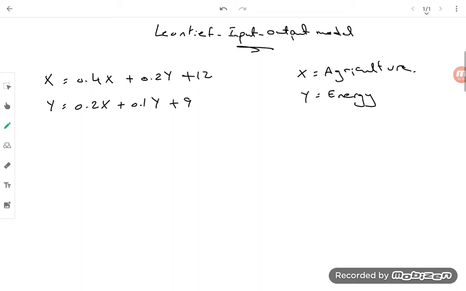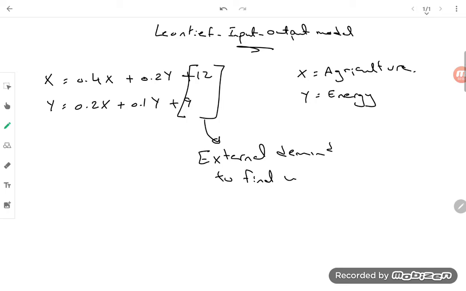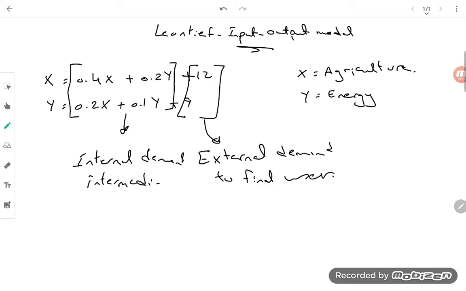We can divide each equation into internal demand and external demand. Internal demand means intermediate goods that will be used in production of another commodity, while external demand is related to the final consumer. So this part is the external demand, to final consumer. And this part is the internal demand or intermediate goods that will be used in the production of another commodity.